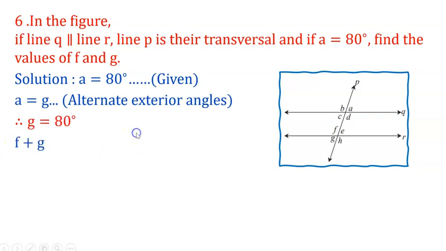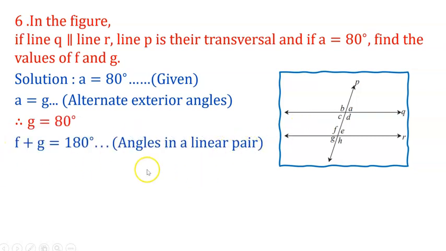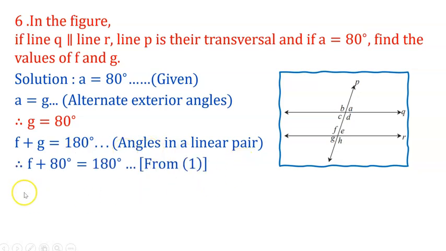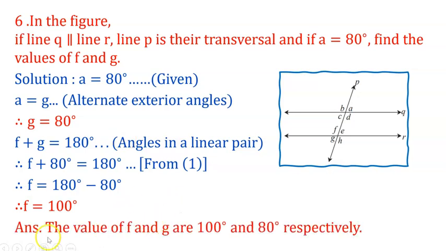Therefore G is equal to 80 degrees. Next, F plus G is equal to 180, angles in a linear pair. Therefore F plus G is equal to 180 means what? Substitute the value of G, that is 80 degrees, and therefore F is equal to 180 degrees minus 80 degrees. Therefore F is equal to 100 degrees. In this way we have calculated the values of F and G. Therefore the values of F and G are 100 degrees and 80 degrees respectively.